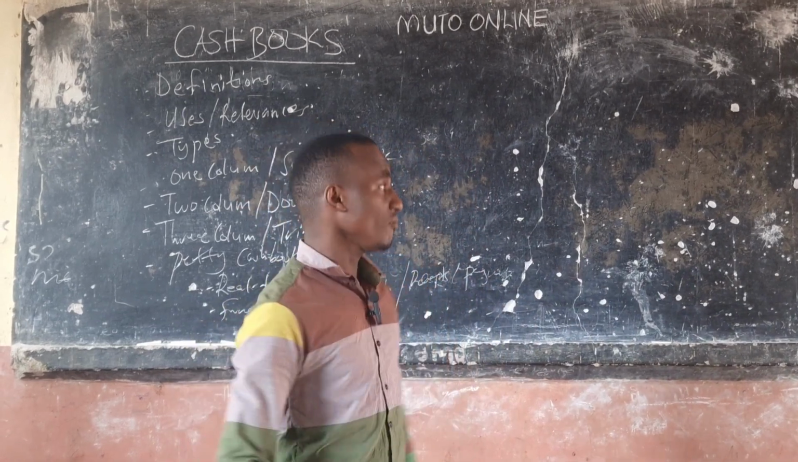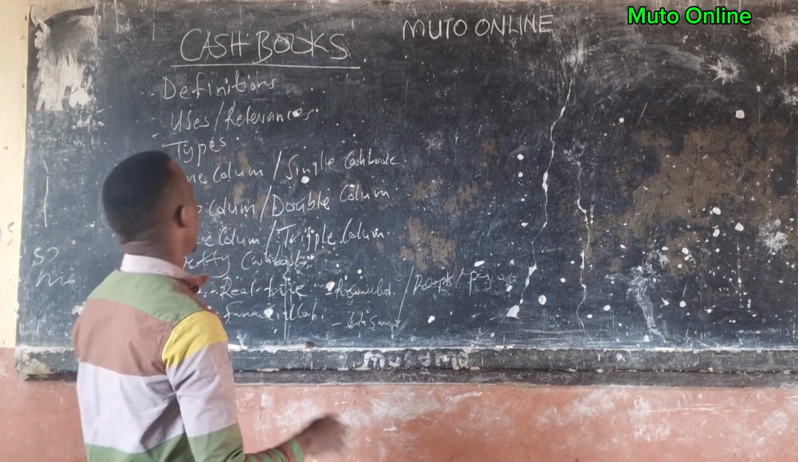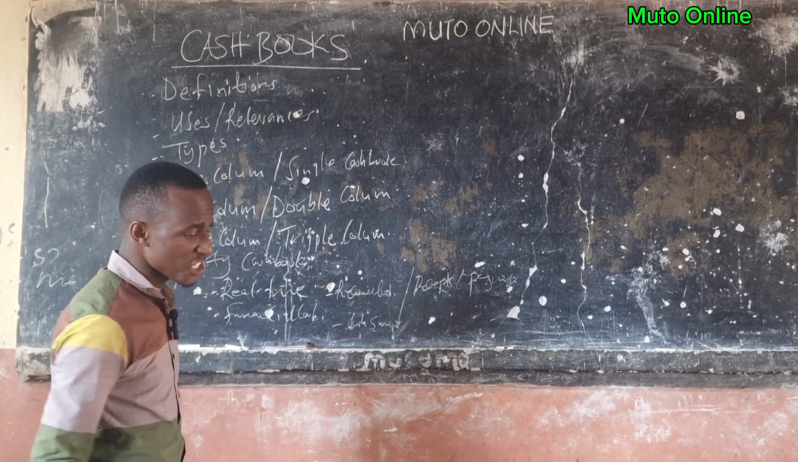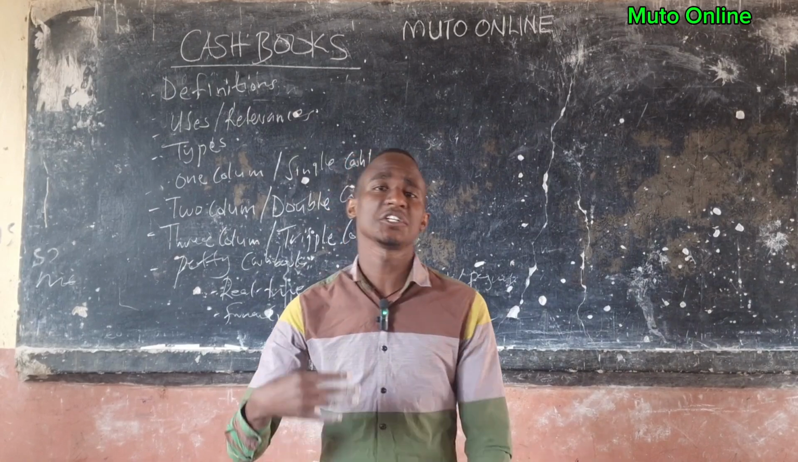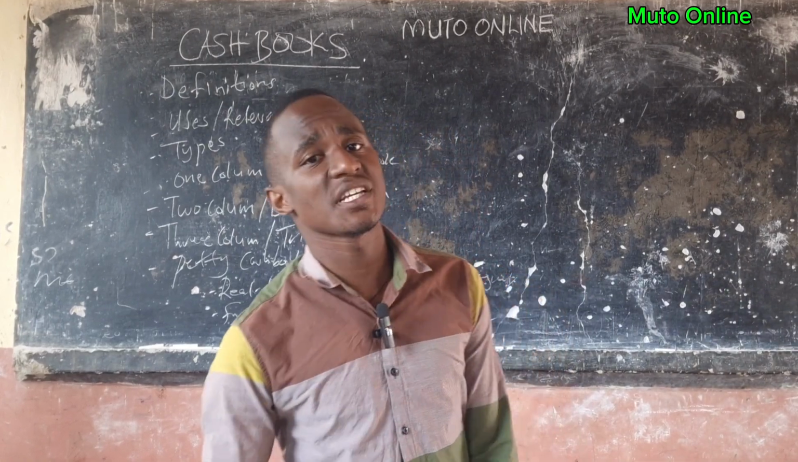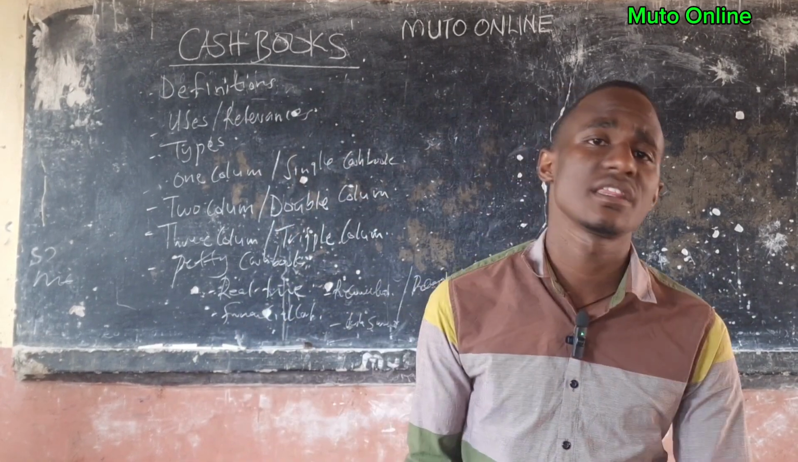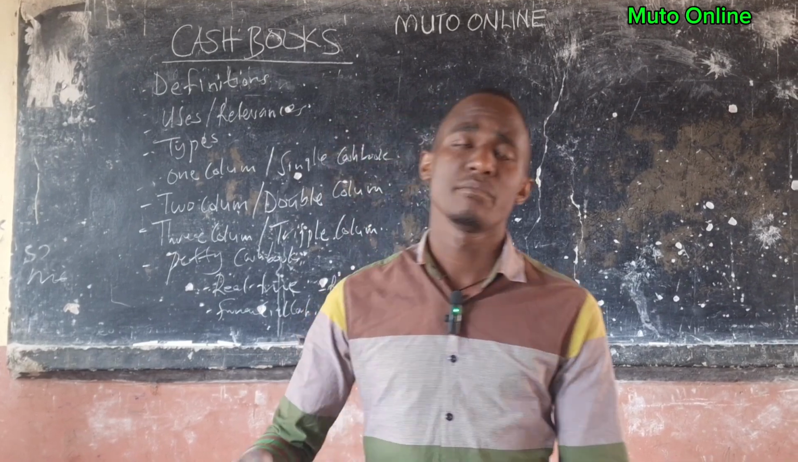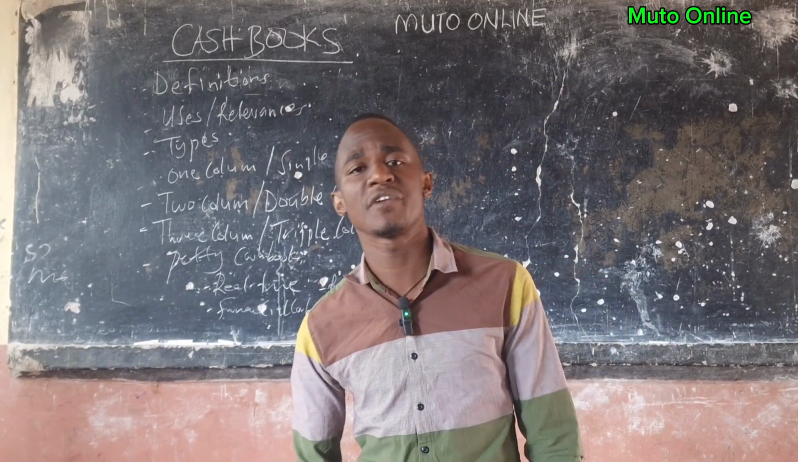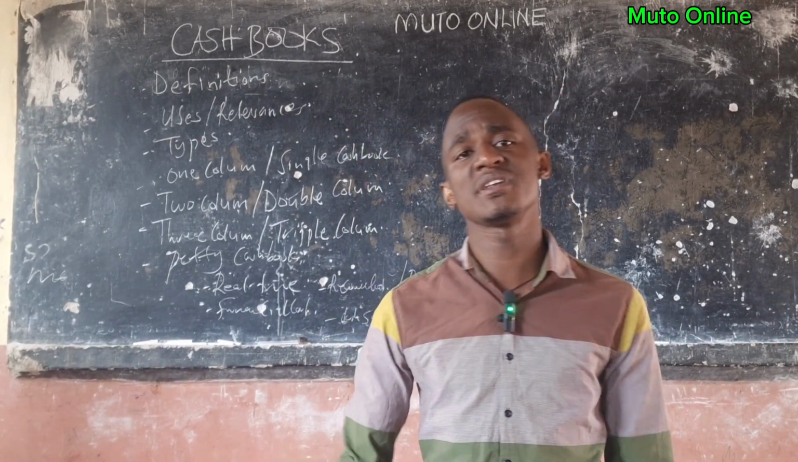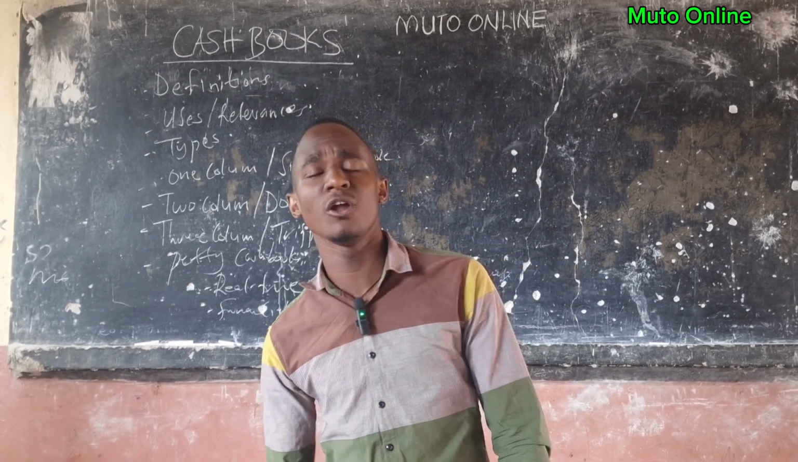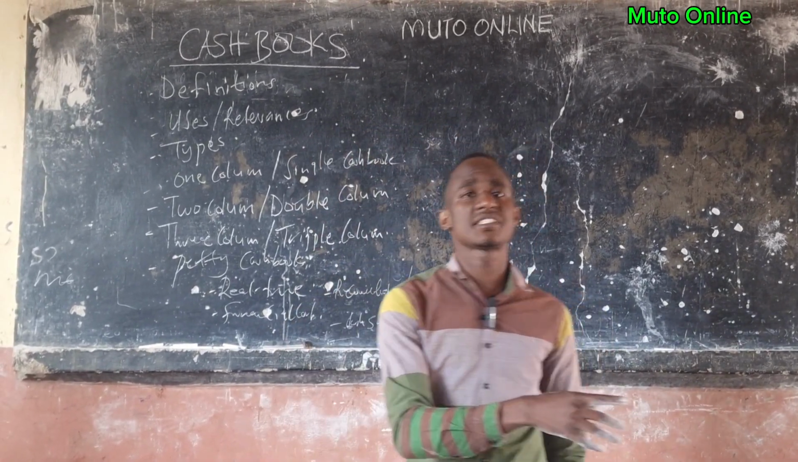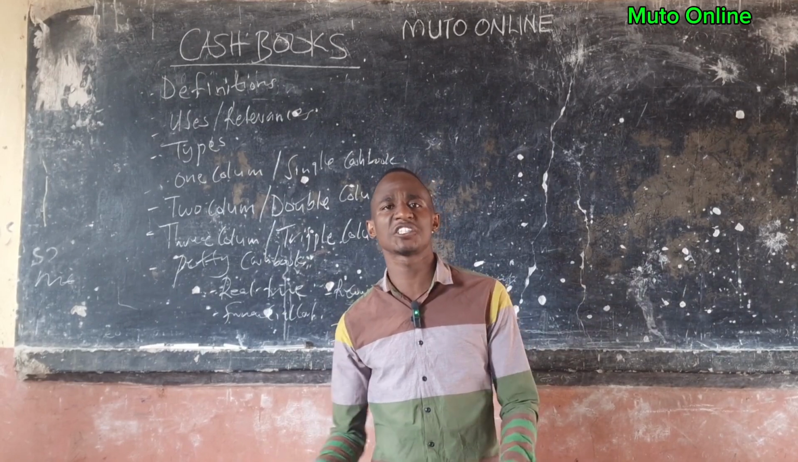In this video, we are going to look at the definition of a cash book. I've told you that a cash book is that financial statement that summarizes all cash transactions that a business makes at every end of the month. Remember, a business records or summarizes all these transactions in what we call a cash book.